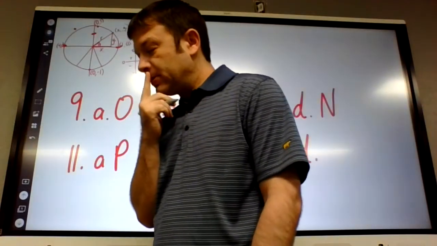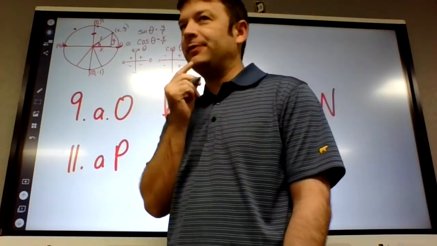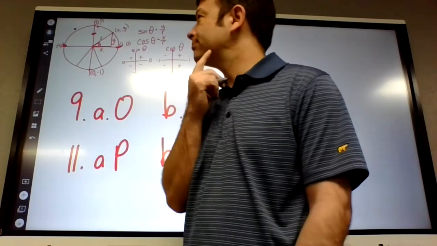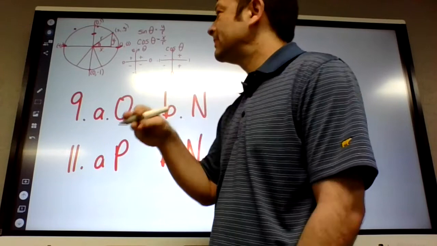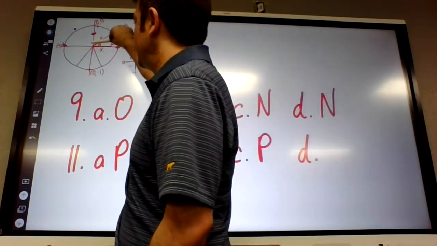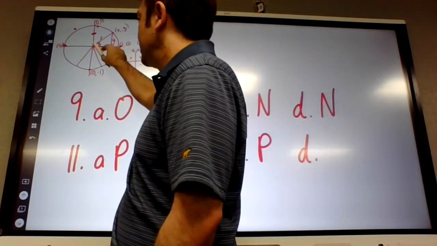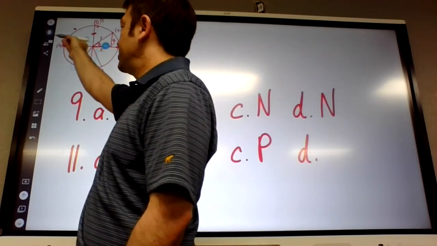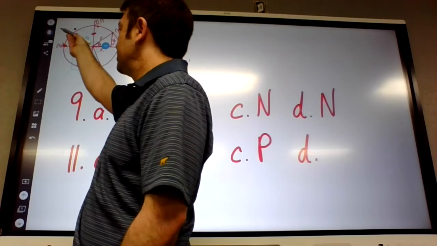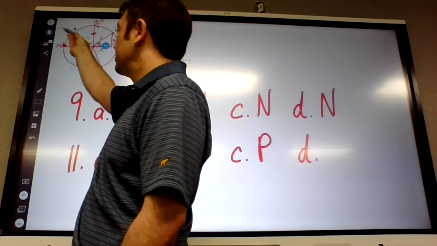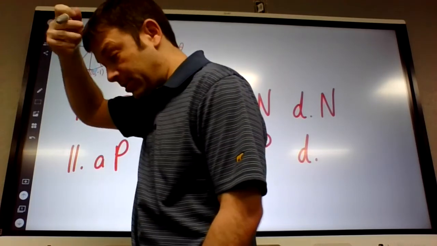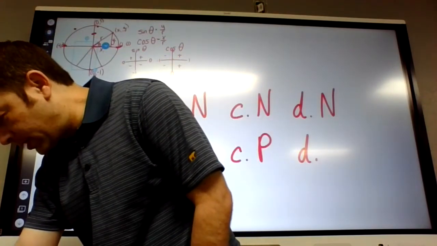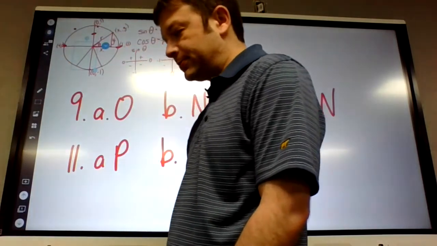What quadrant do you think negative 210 is in? Okay, negative 210, so we're going backwards, and that's more than 180. So it'll be more than halfway, so it'll be up here. So that's the second quadrant, and is sine positive or negative in the second quadrant?